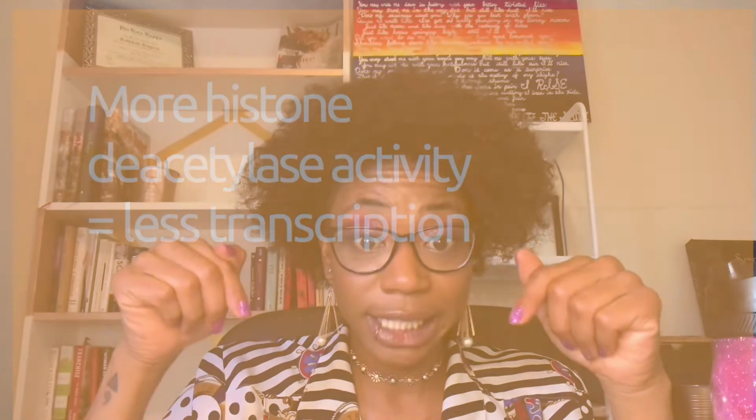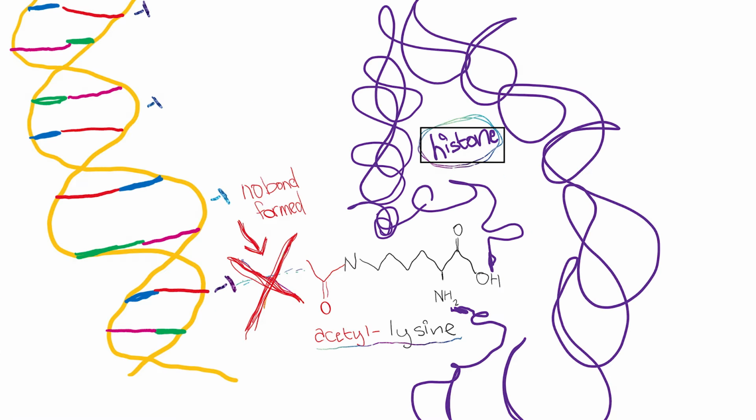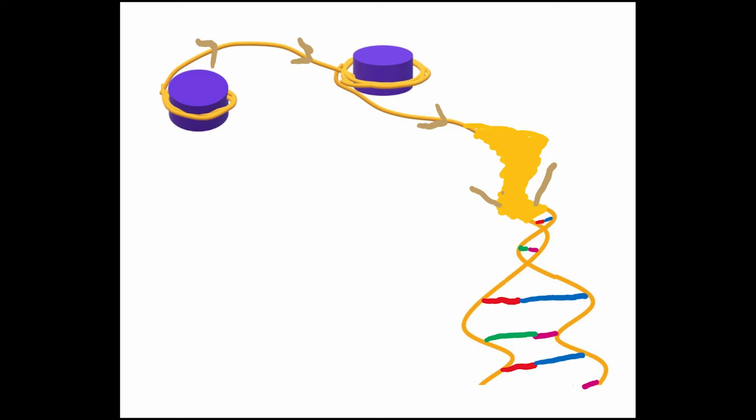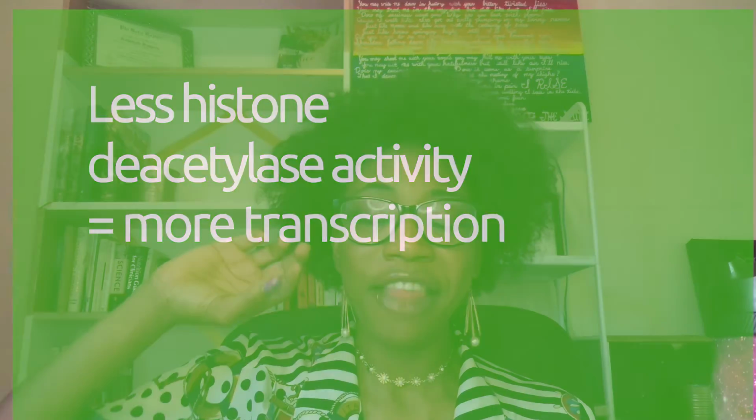If you decrease the function of histone deacetylase, you're going to decrease the removal of the acetyl groups, which means fewer histones are going to bind to DNA. More transcription is able to occur. So reducing the function of histone deacetylase will lead to increased transcription. And the function of histone deacetylase can be increased or decreased by the environment.